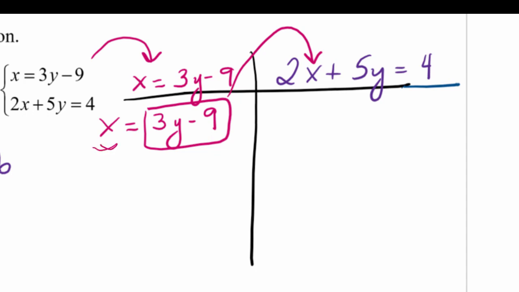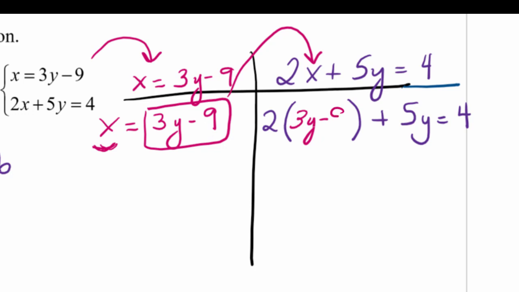Because remember, this is x. That's what this says over here on the left, that x is 3y minus 9. So we're going to replace it for the x on the right. Don't forget to put parentheses. Okay, so here's my equation. And then in that parentheses where x was, I'm now going to substitute 3y minus 9 in for x. That's why it's called substitution method.